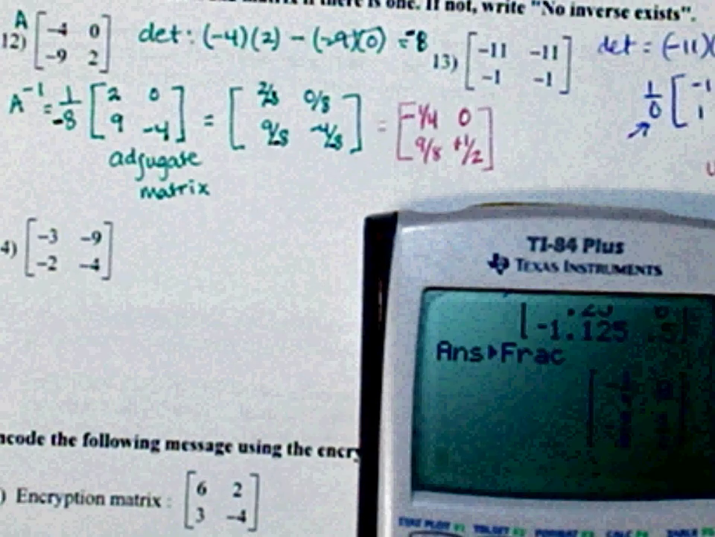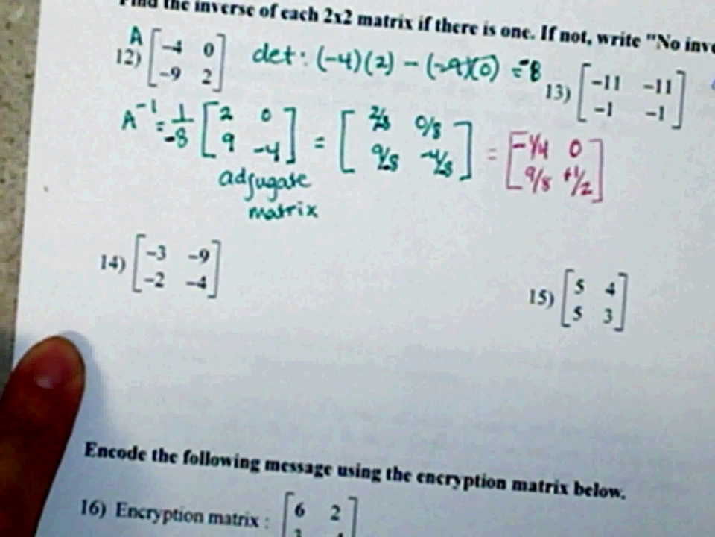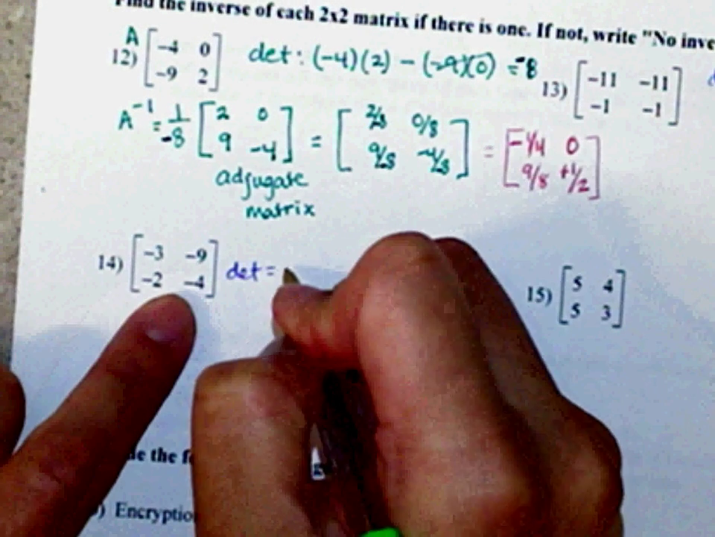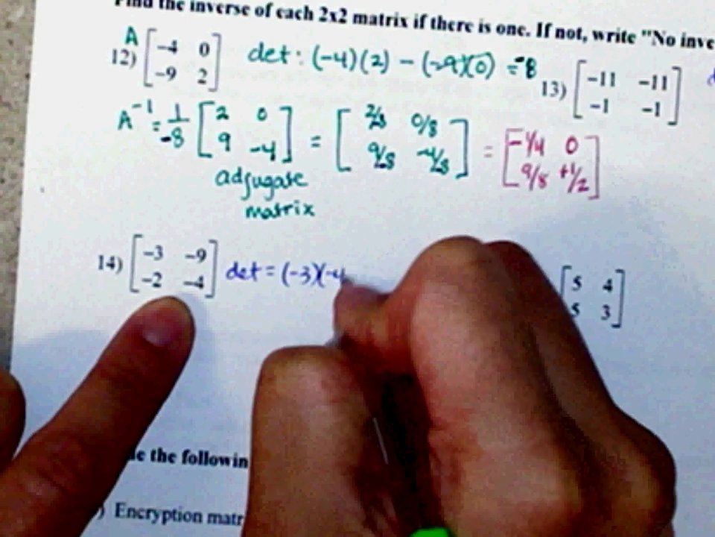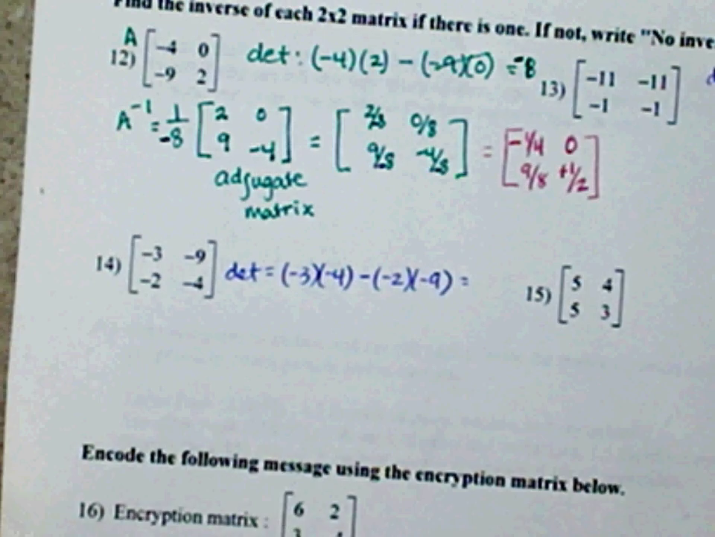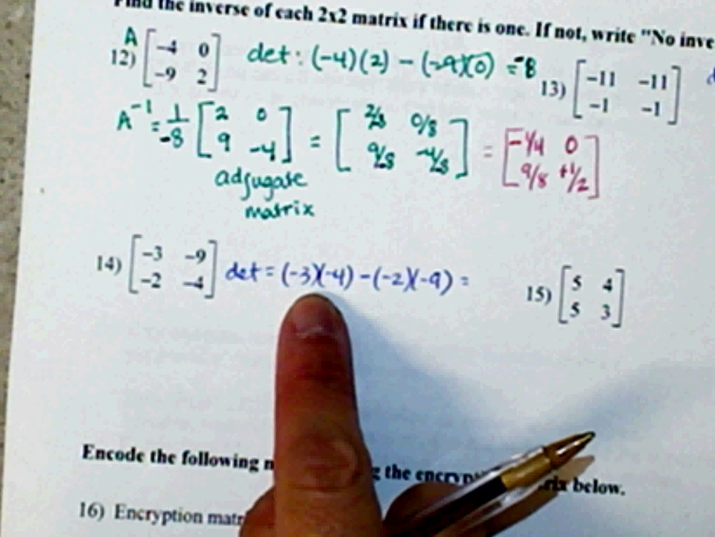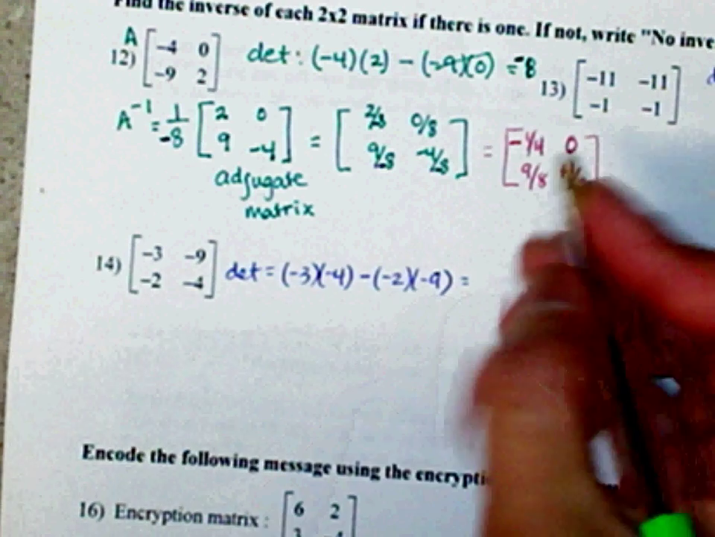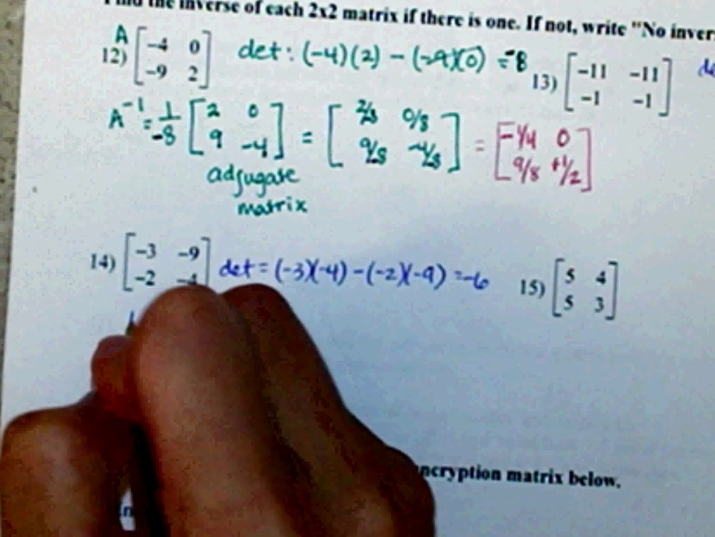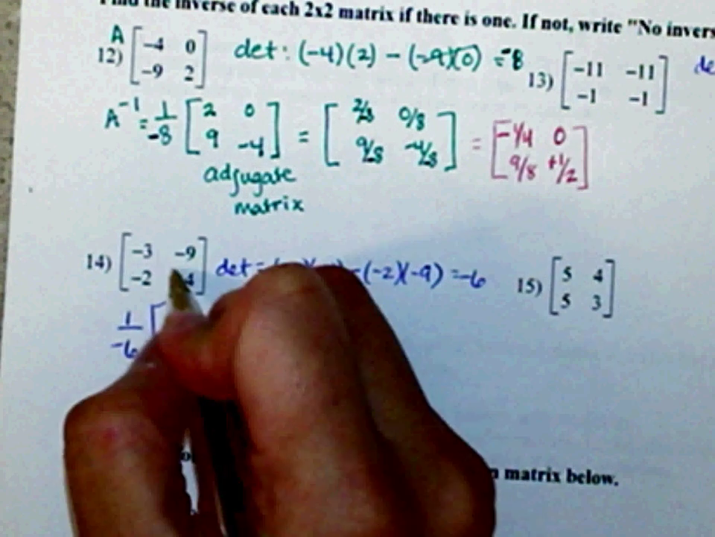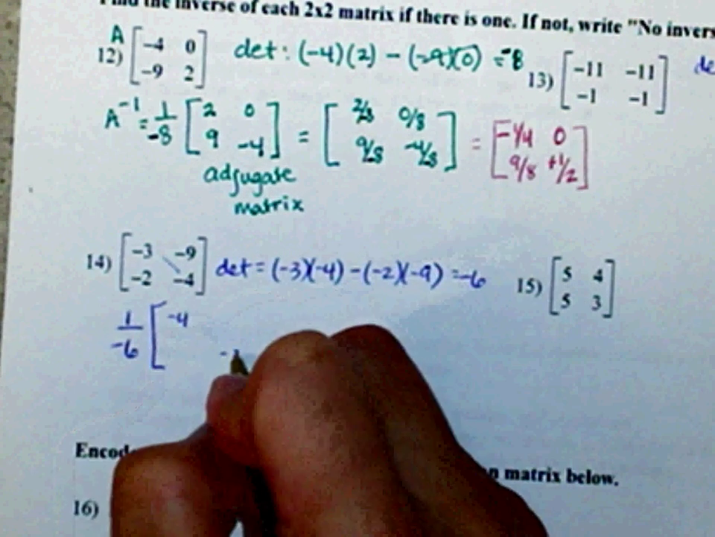Number 14. Okay, let's look at number 14. Same concept. Find your determinant first. So it'll be negative 3 times negative 4 minus negative 2 times negative 9. And you can punch all that into your calculator. So that is 12 minus negative times a negative is positive. It comes out to be negative 6. So your determinant is 1 over negative 6. Take your adjugate, switch these two, negate the other two.